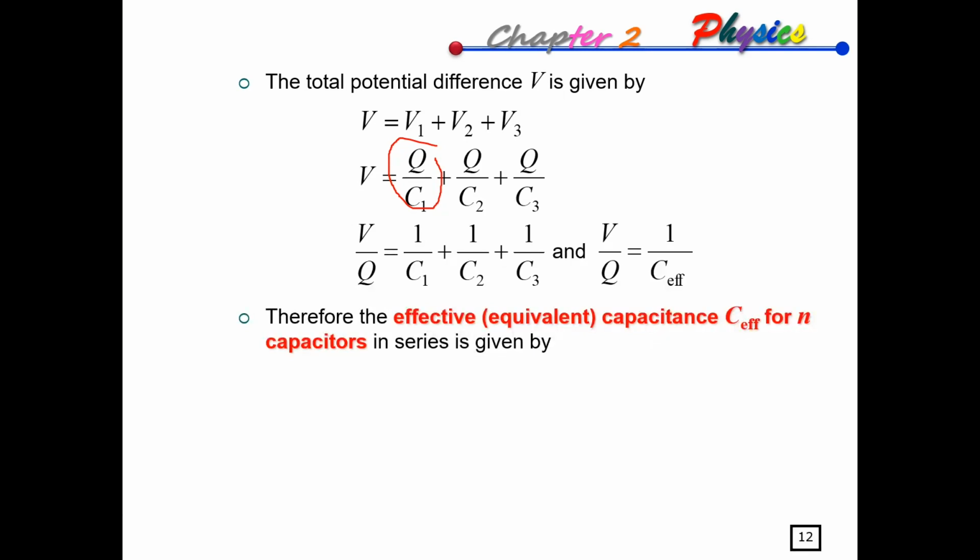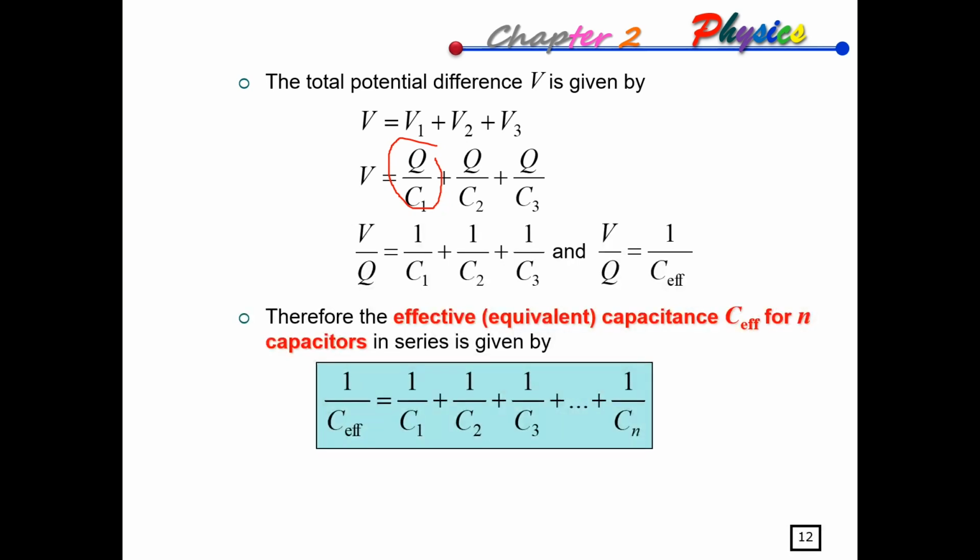Therefore, the effective or equivalent capacitance C effective for n capacitors in series is given by 1 over C effective equals 1 over C1 plus 1 over C2 plus 1 over C3, and the sum goes on depending on how many capacitors are connected in our circuit.